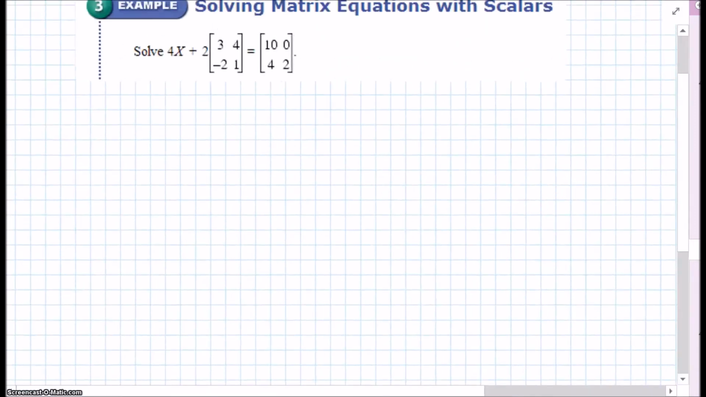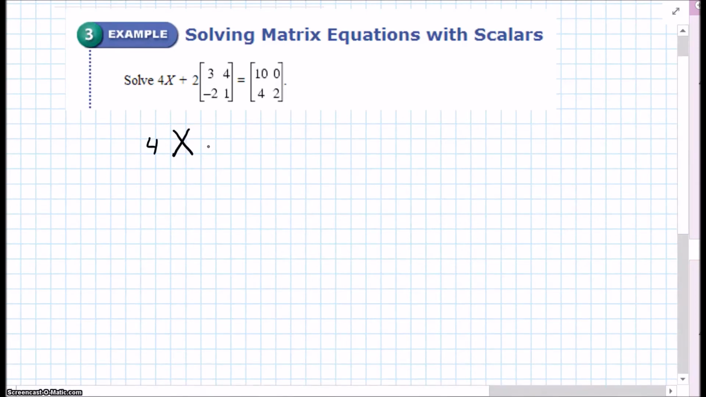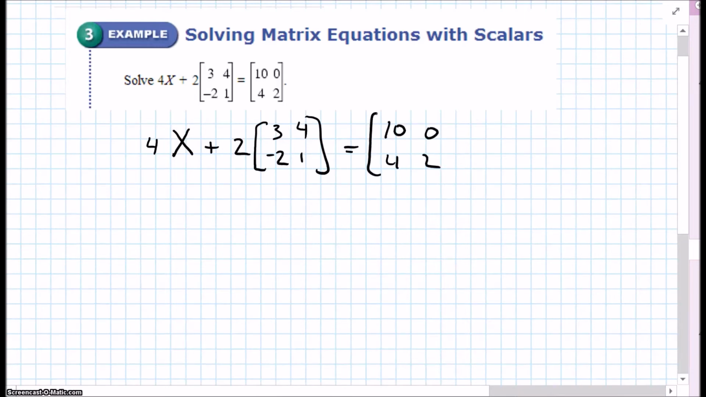So now we're going to solve a matrix equation with scalars. So I have 4X plus 2 times a 2 by 2 matrix equals a 2 by 2 matrix. Let's rewrite this: 4, that's a capital X, that's a matrix, plus 2 times [3, negative 2; 4, 1] equals [10, 0; 4, 2].